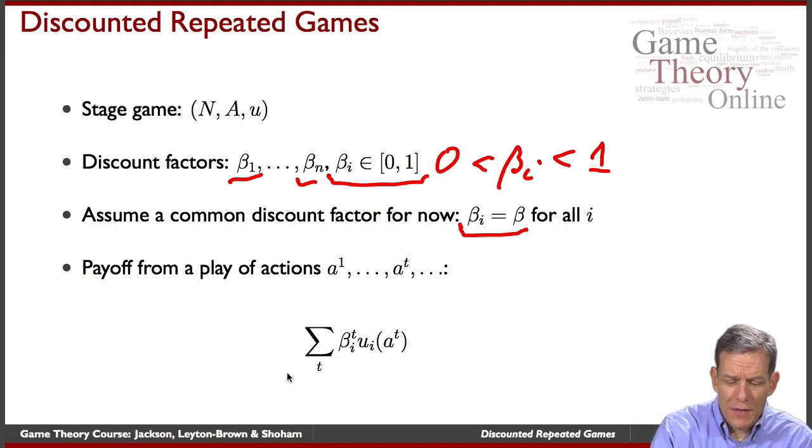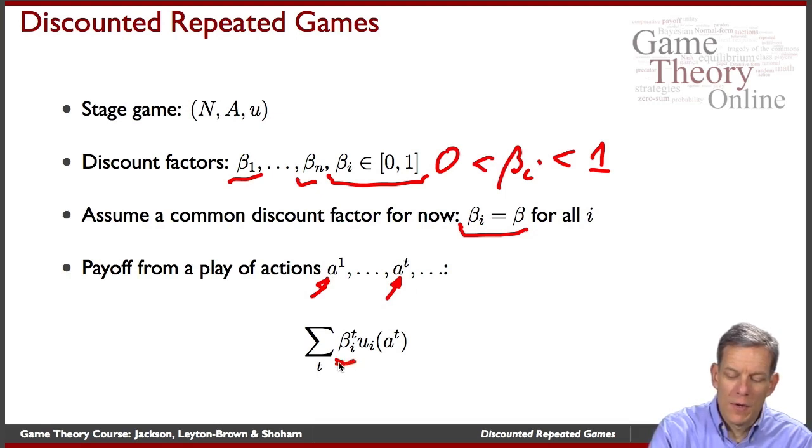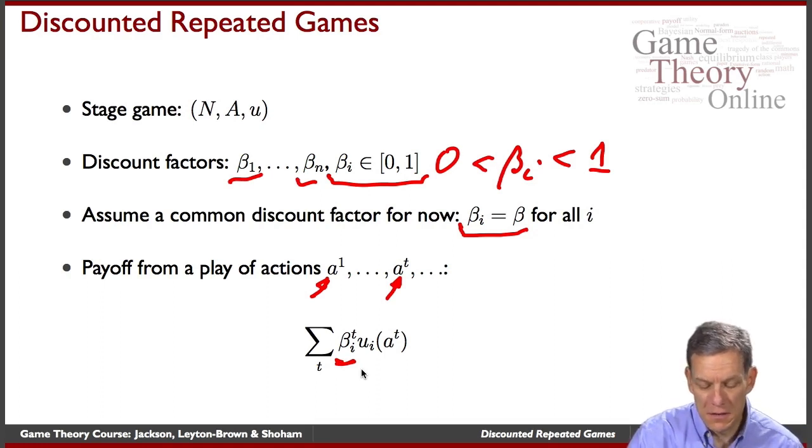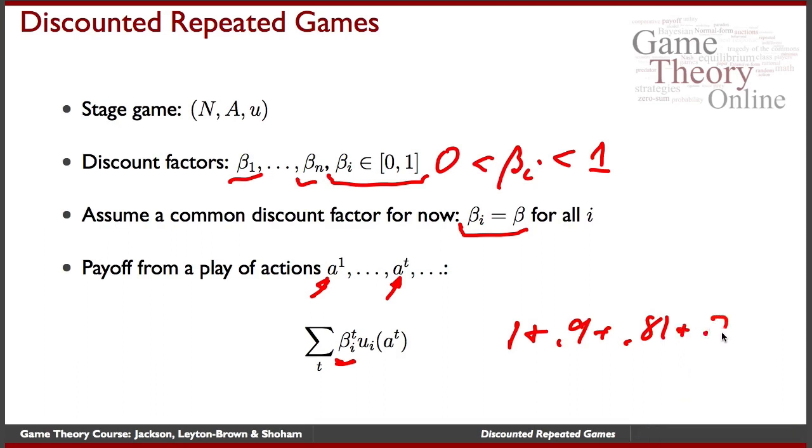The idea of discounting is then the payoff that you get from a whole sequence of actions: a profile of actions a1 played in the first period, a_t in the t-th period, and so forth. You sum up these payoffs, but weight them by an exponentially decreasing function, which is the discount factor raised to the power of t. So if this payoff was 1 every day, I'd be getting 1 today plus 0.9 plus 0.81 plus 0.72, et cetera. That's the idea.